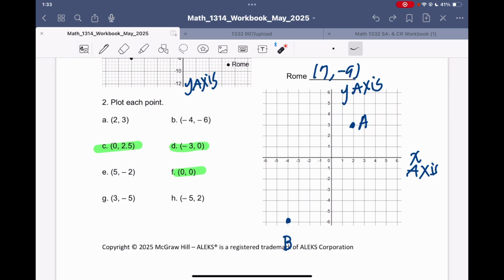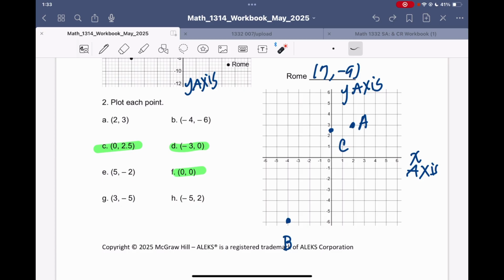Now, C is very important because we call this the y-intercept. Let me rewrite that. Y-intercept. It's a y-intercept because it's actually on the y-axis. When it touches or crosses the y-axis, we call it a y-intercept. The pattern is that a y-intercept leads with a 0 for the x, followed by a number for the y.